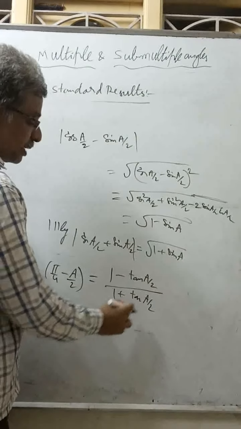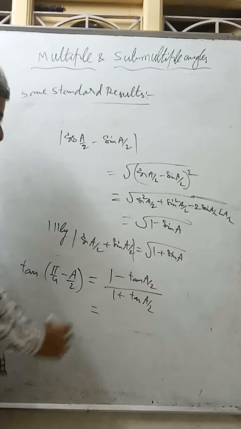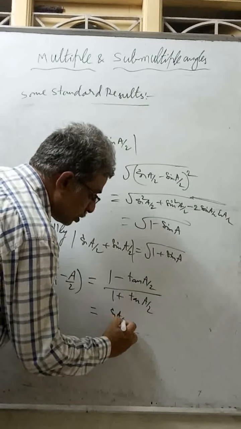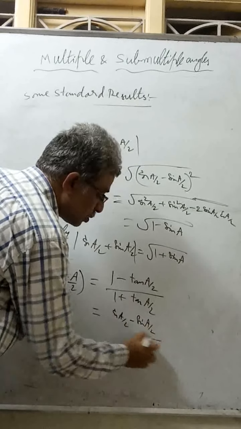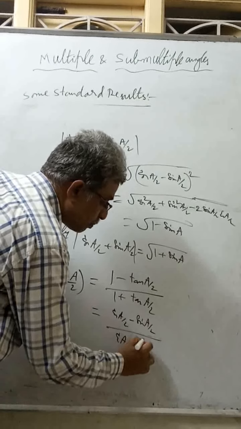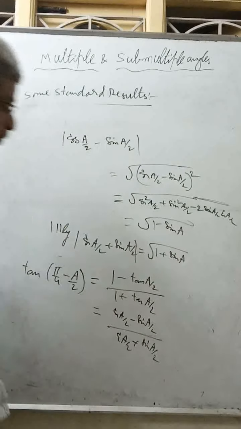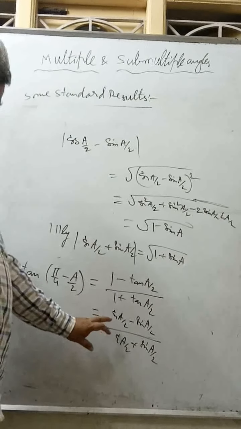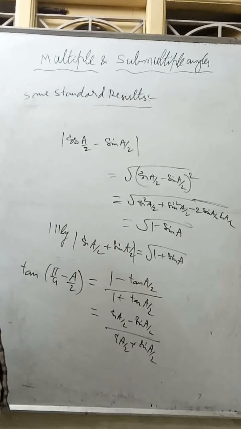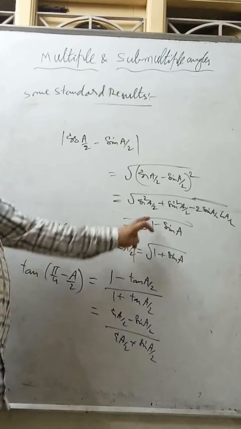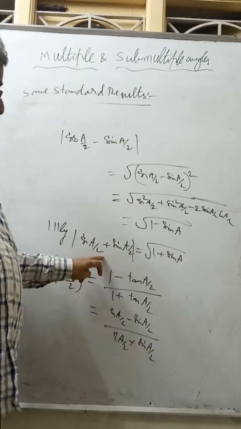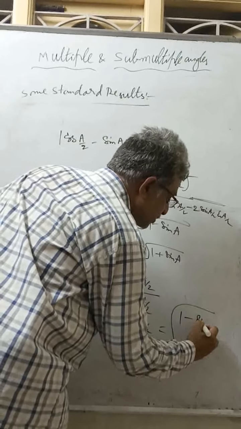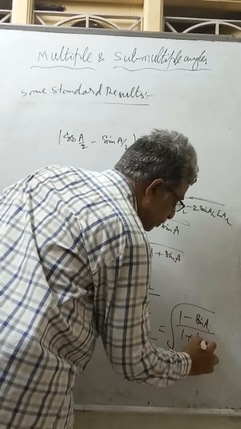Now this I can write as sin by cos, this also I can write as sin by cos. So what is the use of writing sin by cos? I can write it as cos a by 2 minus sin a by 2 by cos a by 2 plus sin a by 2. Observe: this is sin by cos, this is also sin by cos. Taking LCM and cancelling cos, what is left out is cos a by 2 minus sin a by 2 by cos a by 2 plus sin a by 2. Cos a by 2 minus sin a by 2 is root of 1 minus sin a, and cos a by 2 plus sin a by 2 is root of 1 plus sin a. So the final result is 1 minus sin a by 1 plus sin a.